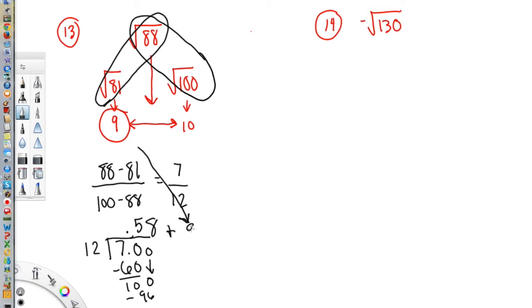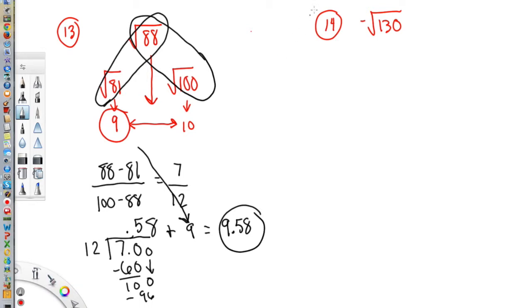I add my 9 to it because I know it's 9, but it's greater than 9. The square root of 88 is 9 plus 58 hundredths, which is 9 and 58 hundredths. There we have it. Okay, now let's find the estimation.